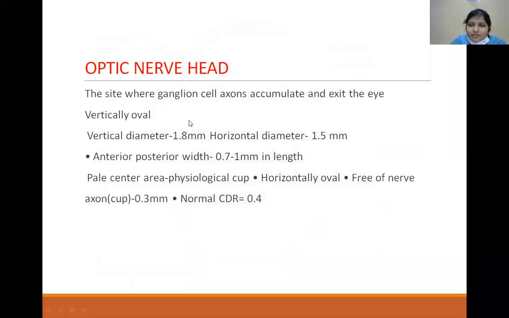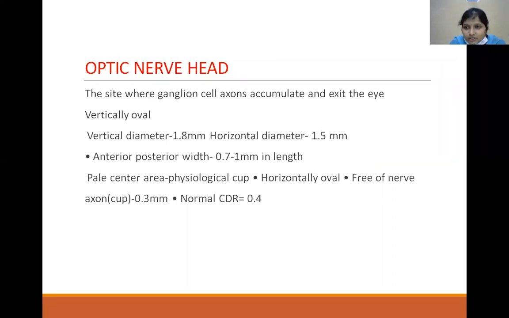On macro examination, you have 2 important structures in the posterior pole. One is optic nerve head or optic disc, and other important structure is macula lutea. So what is optic nerve head? I think you have all learned about optic disc in glaucoma. Again, a bit small revision of optic nerve head. It is the site where the ganglion cell axons accumulate and exit the eye through the optic nerve.